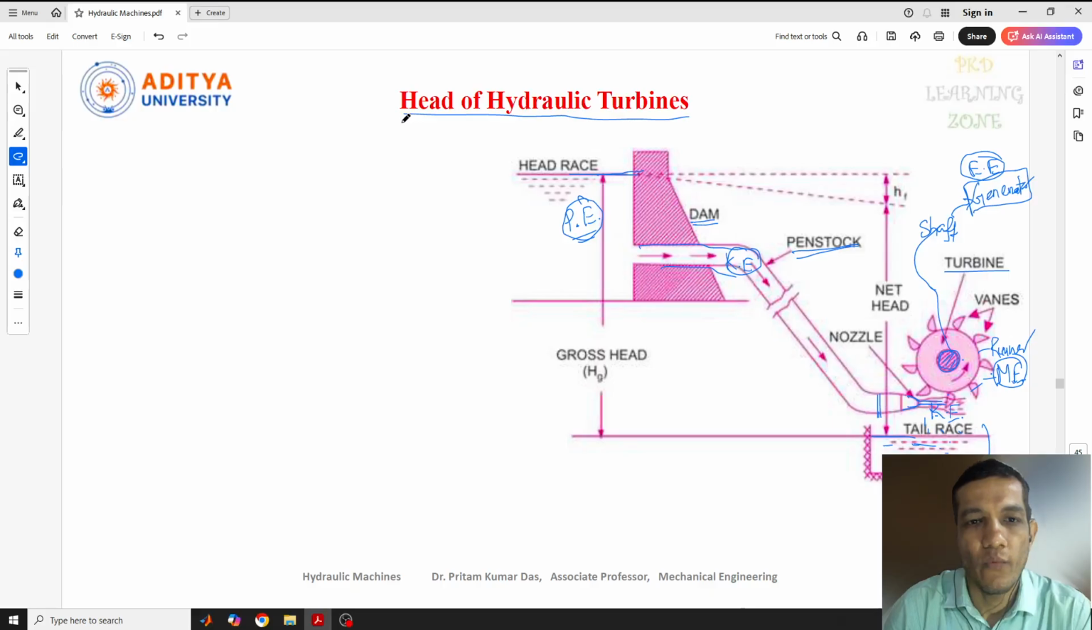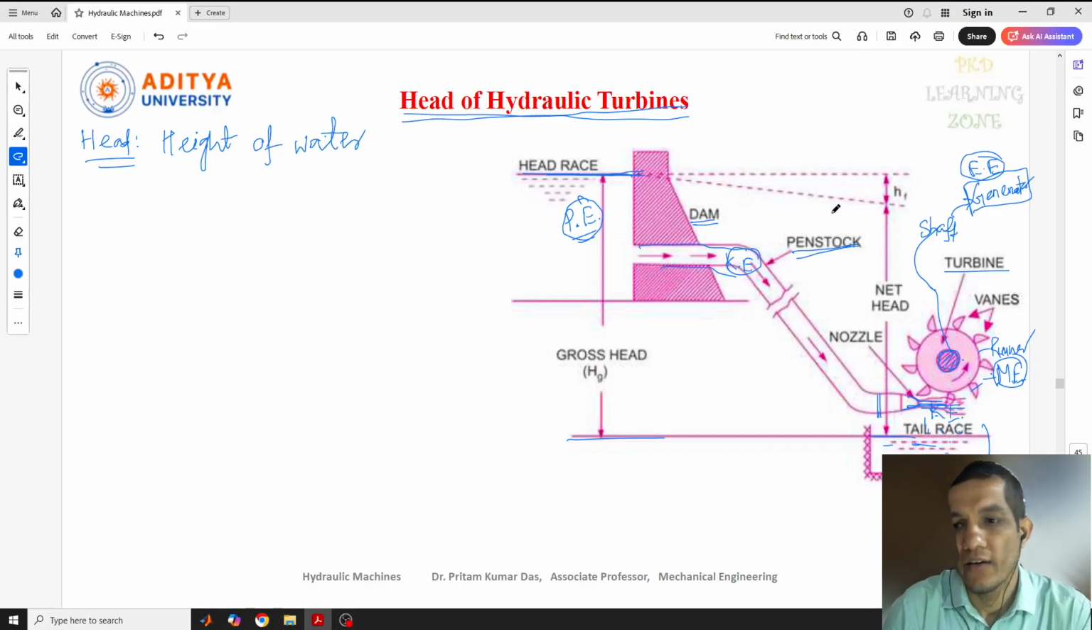Here we'll discuss what the head of a turbine is. If I define it, the head of a turbine can also be called the hydraulic head. The hydraulic head is the height of water above the inlet of the turbine. This is the inlet of the turbine, and the distance or height from it is what we call the height of water, measured above the turbine inlet.